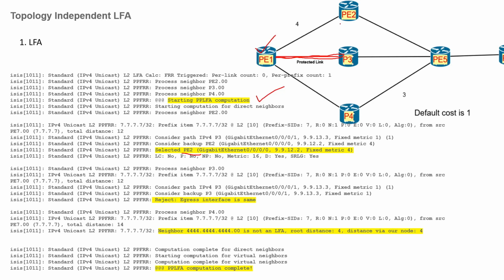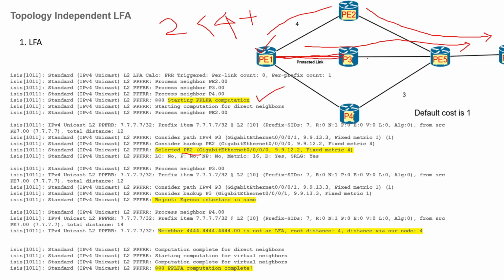So let's calculate again how it is. Distance from next hop to destination, it is 1 plus 1. By default, metric is 1 on all the interfaces. 1 plus 1, 2, should be less than distance from next hop to source, that is 4, plus distance from source to destination, this is 3. So yes, this condition is valid here.